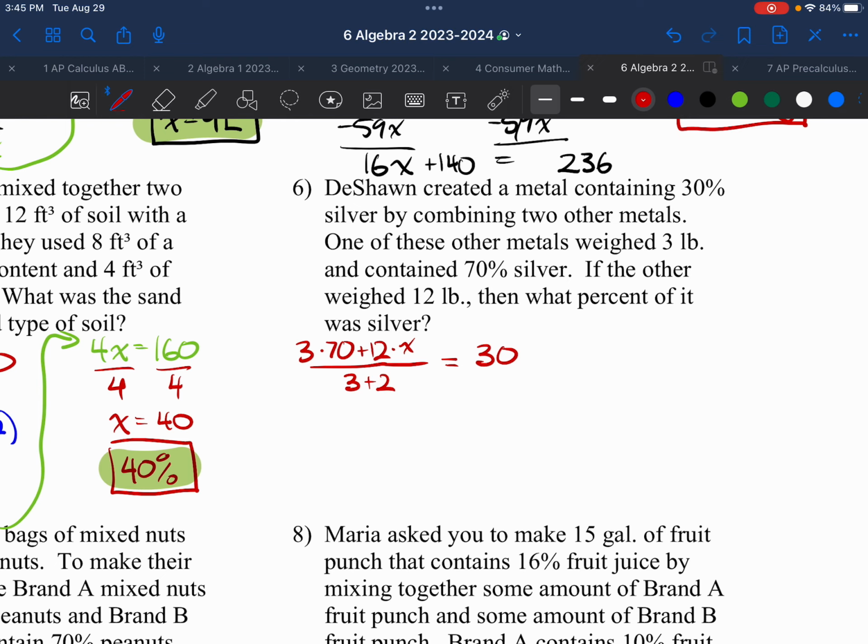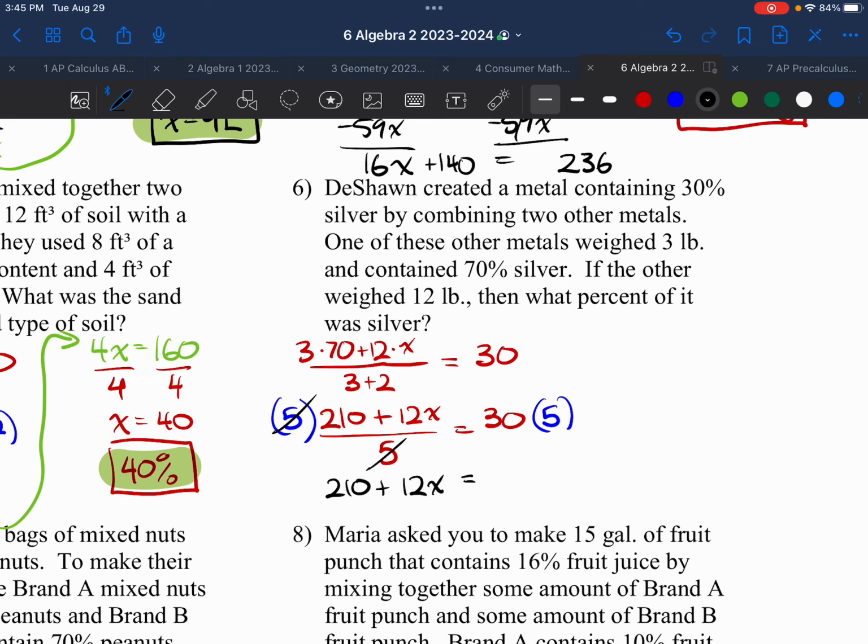We're going to say 3 times 70 is 210. 12 times x is 12x. 3 plus 2 is 5, and the right side is still 30. I need to solve. I need to undo divide by 5, which means I'm going to multiply both sides by 5. Multiply left side by 5, multiply the right side by 5. These are going to cancel out. 5 and 5 are gone, leaving us with 210 plus 12x on the left. 5 times 3 is 15, add the 0 to get the 150.